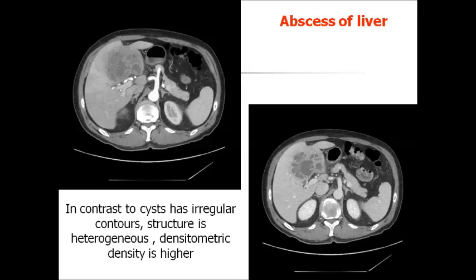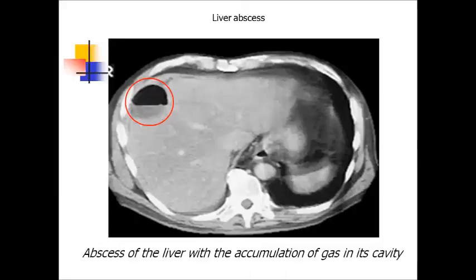An abscess of the liver, in contrast to a cyst, has irregular contours, heterogeneous structure, and densitometric density higher than in cysts, and usually, of course, they are combined with severe clinical symptoms, fever, change in blood count, and so on.